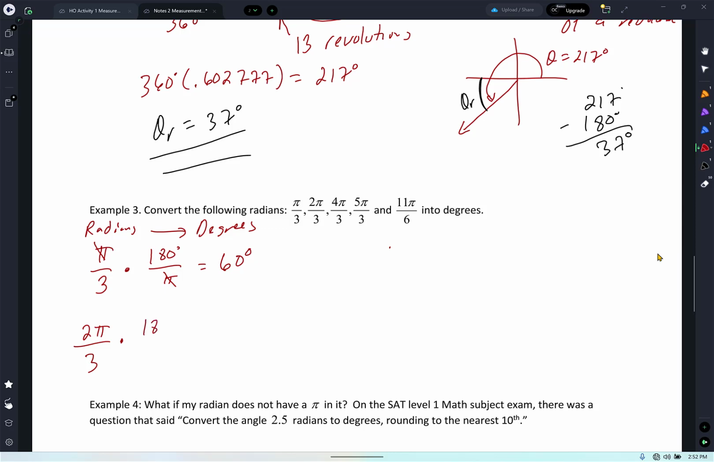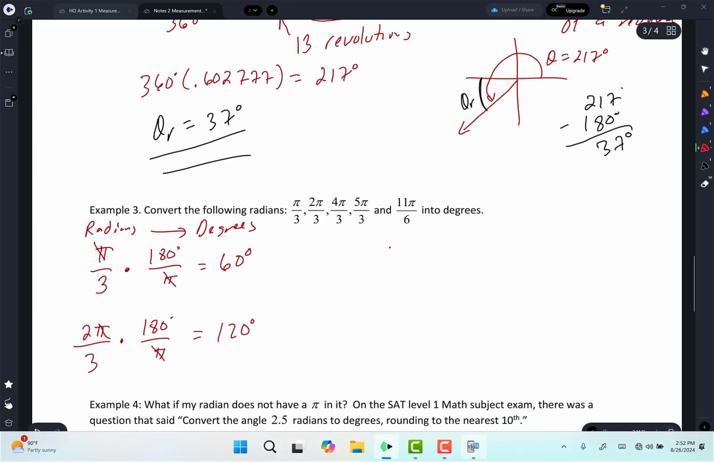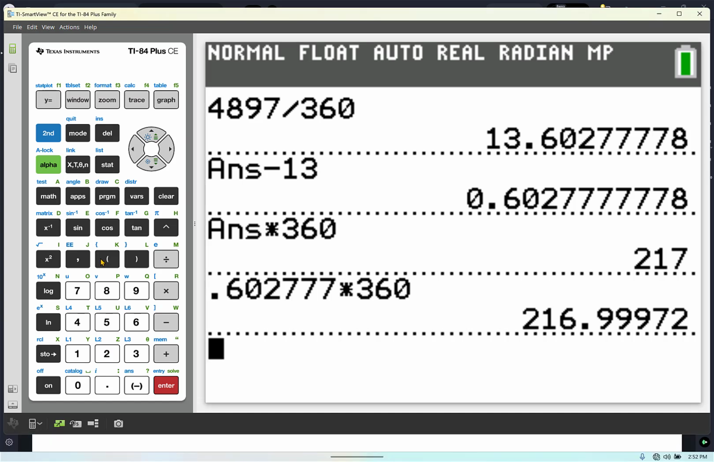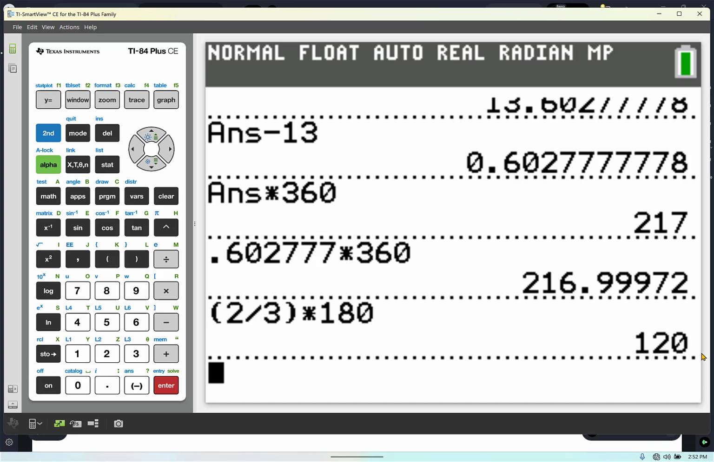2 pi over 3 times 180 over pi. The pi's cancel out, and I bet if you did 2/3 of 180, the calculator will tell you 120 degrees. Don't believe me? Here's my calculator. Let's see, 2/3 times 180. Look, check it out, guys. You're going to get 120. See?